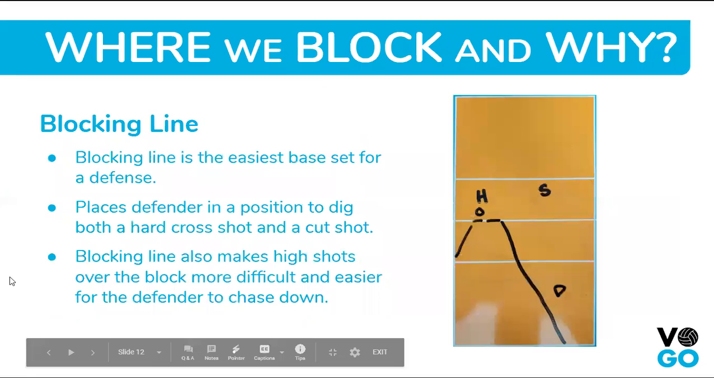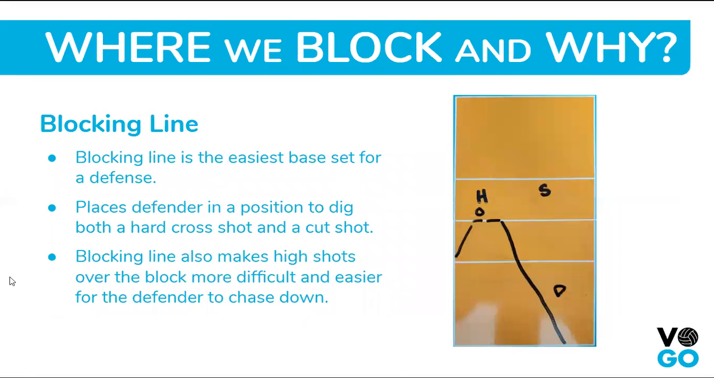So we'll kind of shift here and we'll go into where we block and why. So blocking line, that's that one symbol we saw. It just means that basically what we're going to do is try and take away whatever hitter's line shot.